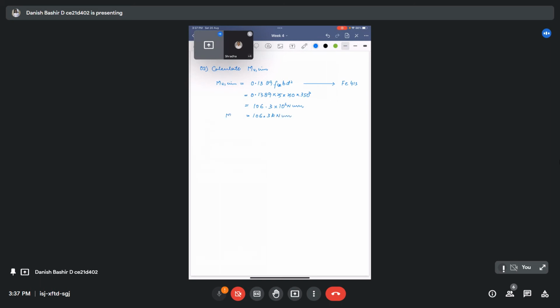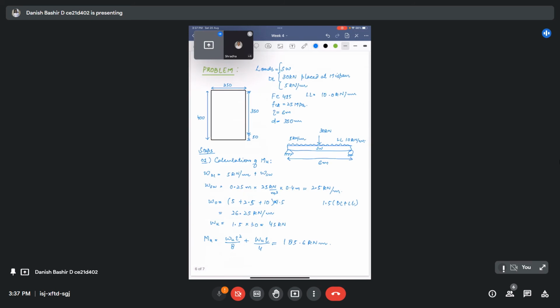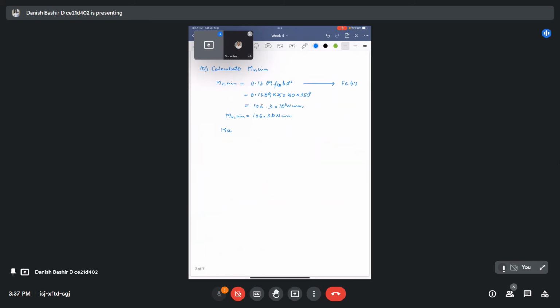Clearly, first you get one indication here: we already calculated the moment that will be coming on our beam, 185. If it were a singly reinforced section, it would have been able to resist only 106. So we have to go for a doubly reinforced section. Mu greater than Mu limiting, which implies that a doubly reinforced section is needed.